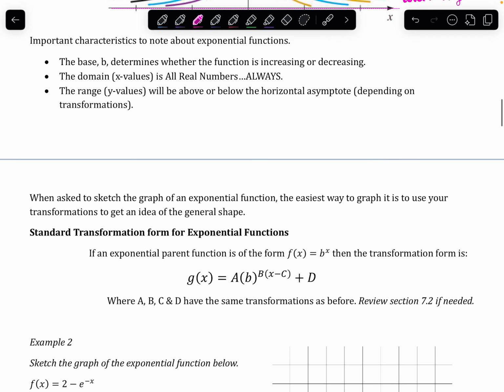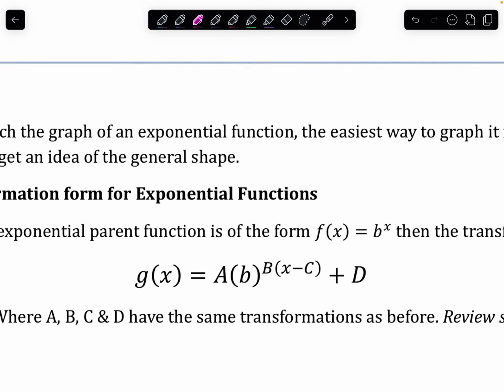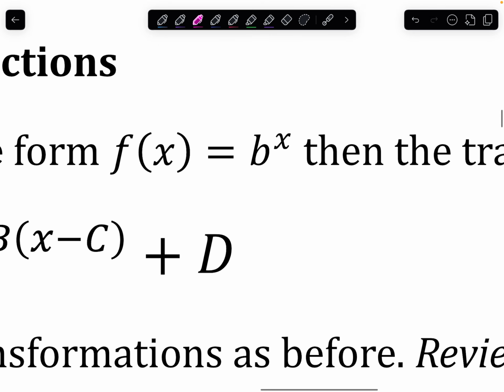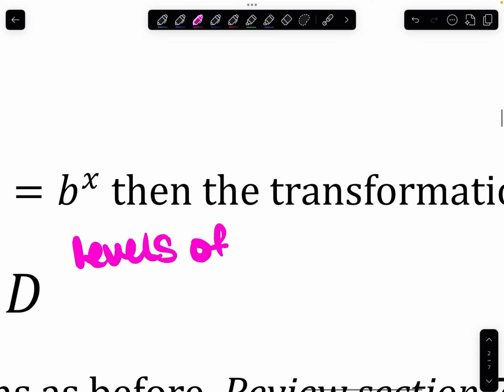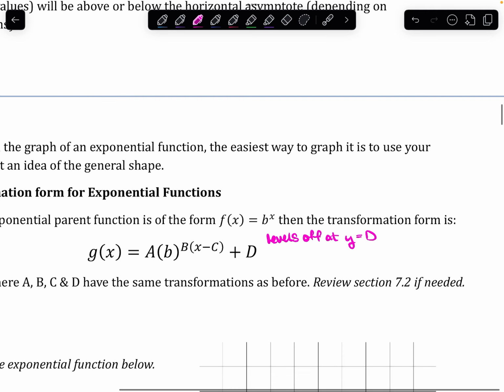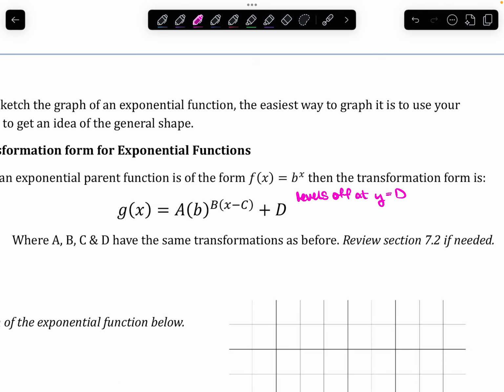All right, so here's your standard transformation form for exponential functions. We'll have to figure out what the transformations are, and then an important characteristic for finding your level off point is going to be that d. So your exponential function levels off at wherever d is. Remember, d is your vertical shift up or down. So if you need to review your transformations, it is in section 7.2 if you need a refresher on them.